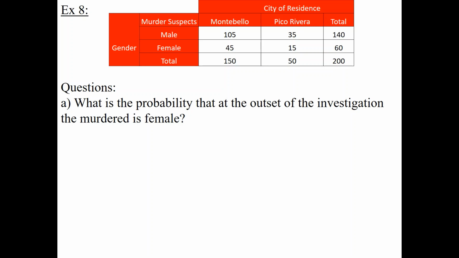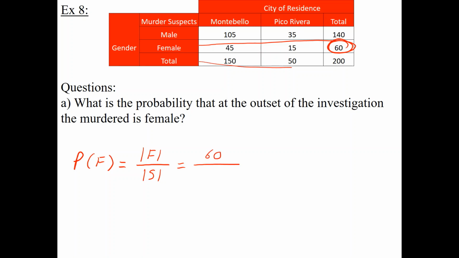The mathematical notation for this is just the probability that the murderer is female. Okay, it's pretty easy here. You just put a fraction line. We can use the classical formula that involves absolute values. It's absolute value of F divided by absolute value of S, and I just count. How many females are there total? Right here, females total 60. 60 goes on top. And how many people total in the entire table? 200. So 60 over 200. Okay, that one was easy enough.